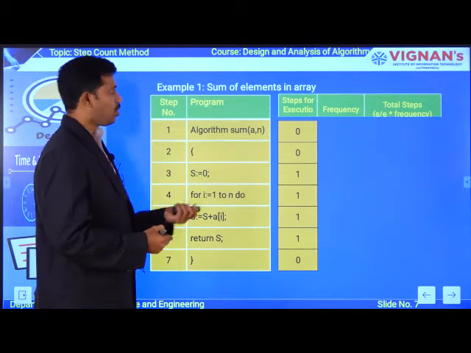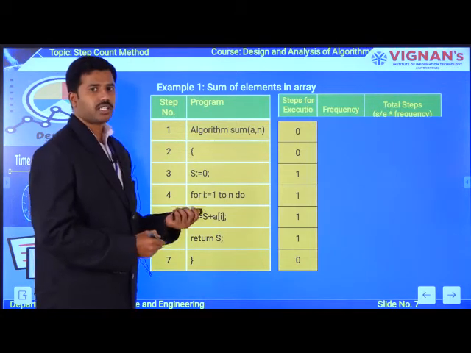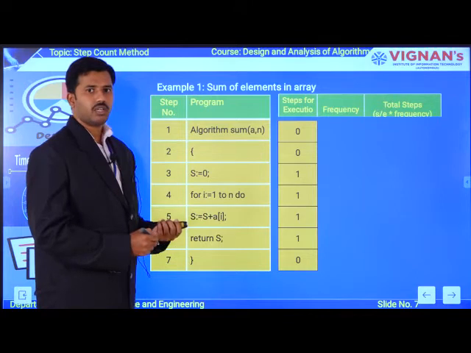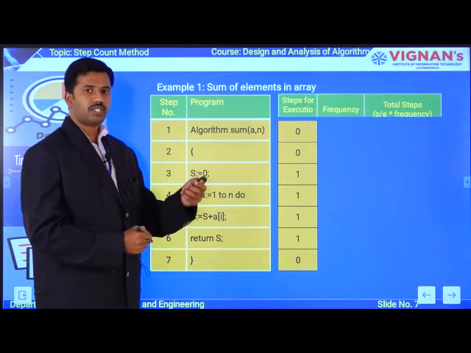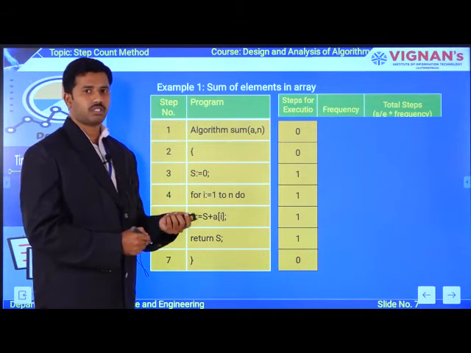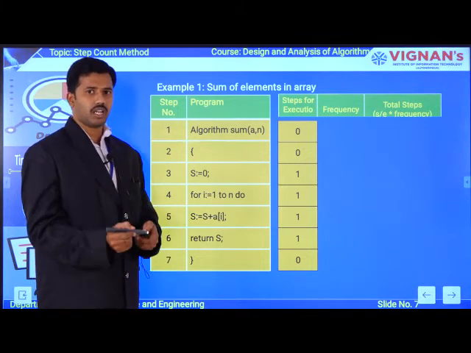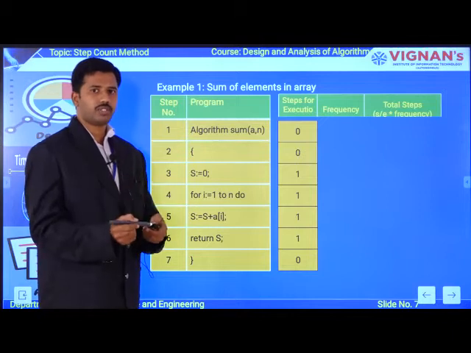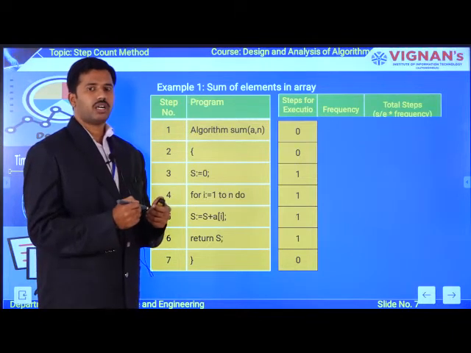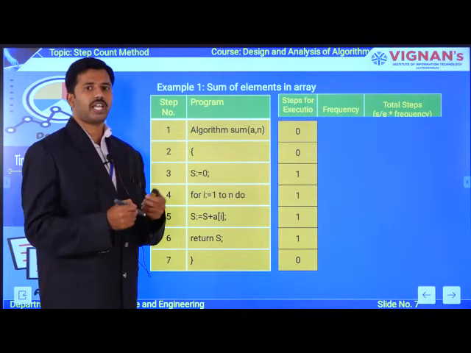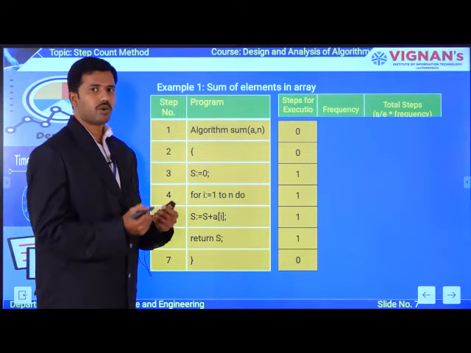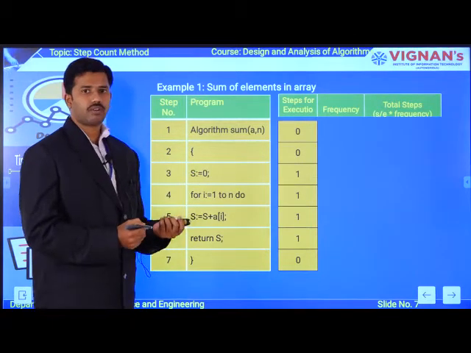Now coming to the second parameter. What is the second parameter you have? Frequency. What is meant by frequency? The frequency tells how many times a particular instruction is going to be executed in our algorithm. So try to focus on how to update the values for frequency.